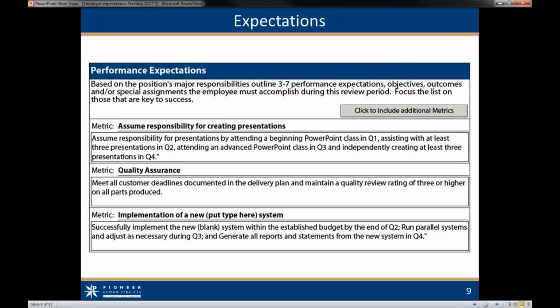Performance expectations for a lower level employee often define the tasks they need to accomplish to meet the expectations. If an administrative assistant is expected to assume responsibility for creating presentations, their performance expectations might mention the training classes they need to attend. For example, assume responsibility for presentations by attending a beginning PowerPoint class in quarter 1, assist with at least 3 presentations in quarter 2, attend an advanced PowerPoint class in quarter 3, and independently create at least 3 presentations in quarter 4. And make sure training requirements are available and within your budget.